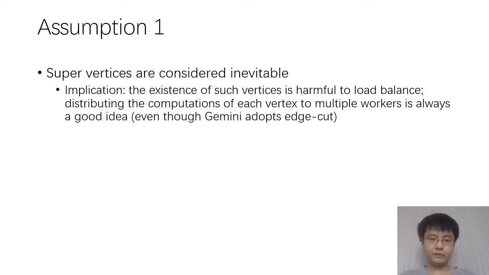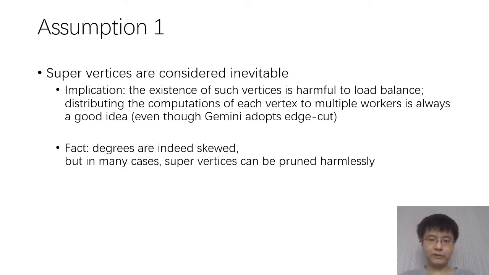The first assumption is about the existence of supervertices due to the power law phenomenon in real-world graphs. Apparently, the existence of such vertices is harmful to load balance. Hence, splitting the computation of each vertex to multiple workers always looks like a good idea. So even though Gemini adopts edge cut rather than vertex cut partitioning, we managed to split the computation with co-designed data organization and processing model. Okay, so how about the fact?